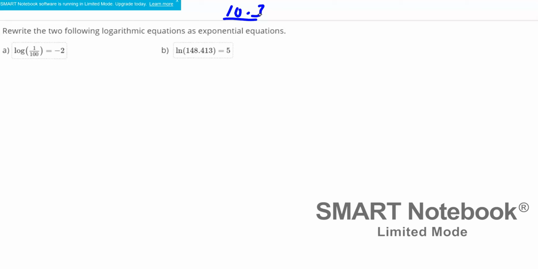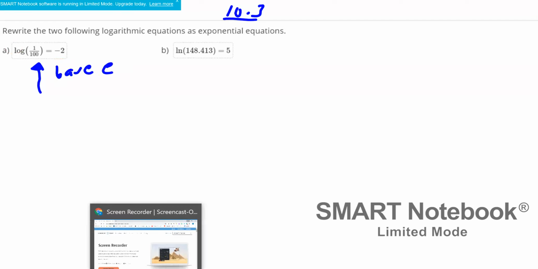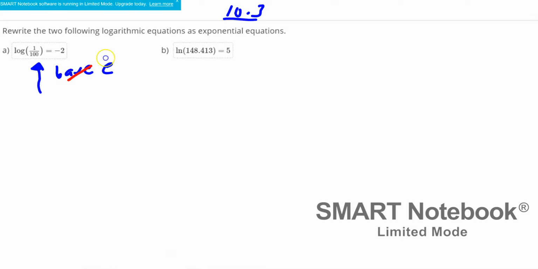You write the two following log equations as exponent equations. So part A, this question was probably one of the most missed when I was grading the exit slip. Many of you assumed that when you saw this problem, the base was E because the unit was about base E. I purposely put question A here to see if you were paying attention. This is not base E.